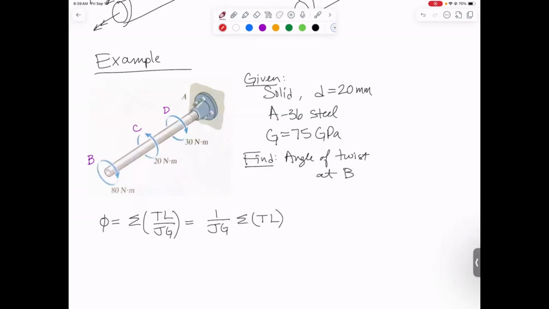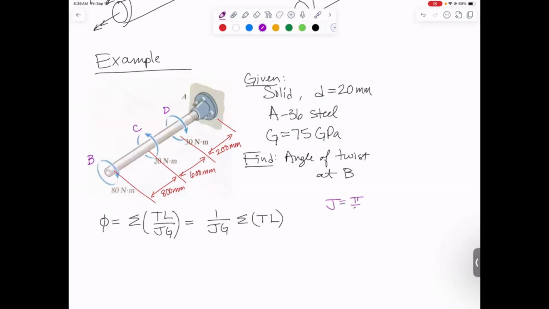I also need to add some dimensions here. This first section is supposed to be 800 millimeters. This second section is supposed to be 600 millimeters. And this last section is supposed to be 200 millimeters. So we have lengths. We can calculate J because we know the diameter. We know G. So what I need to figure out are the internal torques. Should we go ahead and calculate J though before we do that?